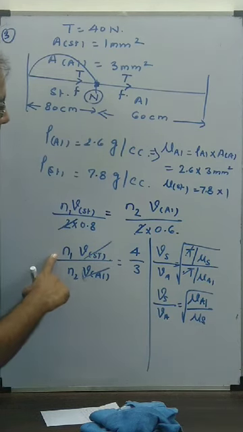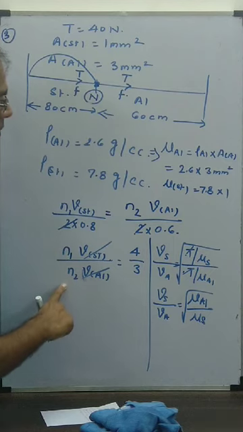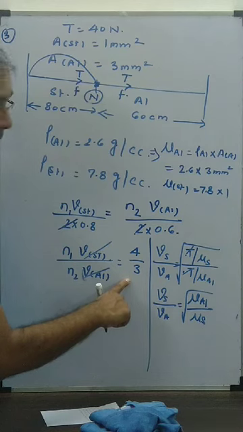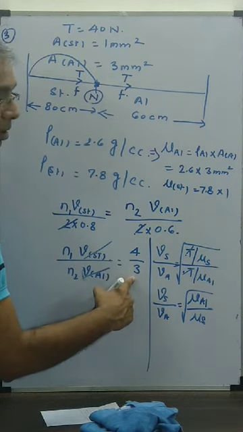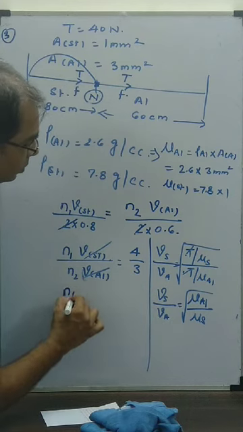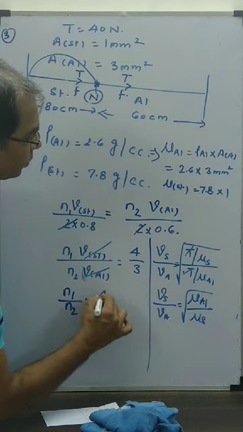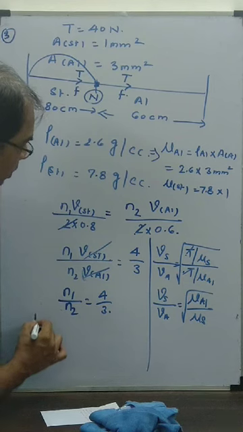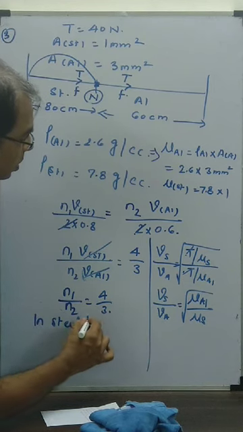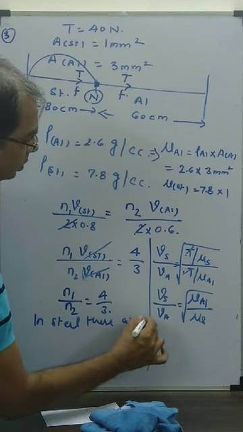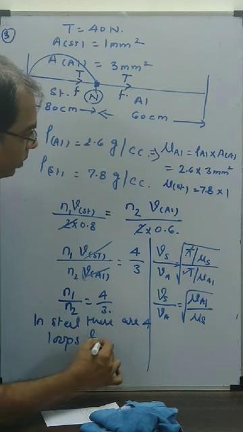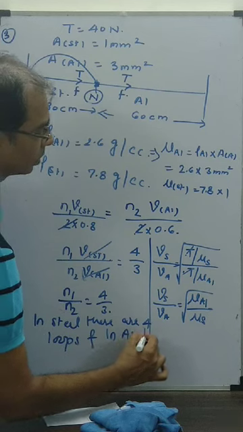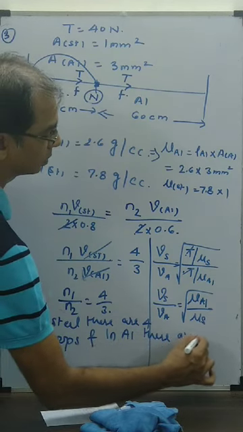So number of loops in steel to number of loops in aluminium is 4 by 3. That means 4 loops are there in steel and 3 loops are there in aluminium. N1 by N2 is 4 by 3. That means in steel there are 4 loops and in aluminium there are 3 loops.